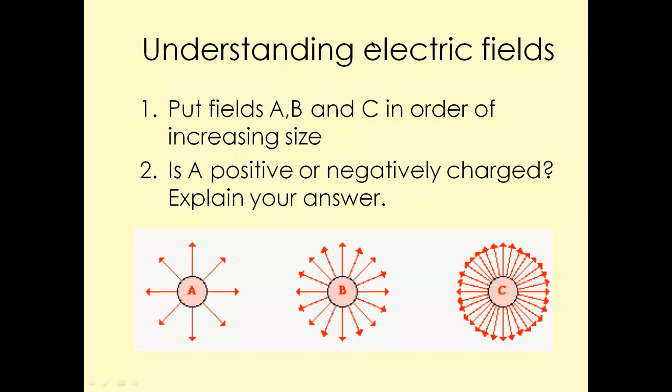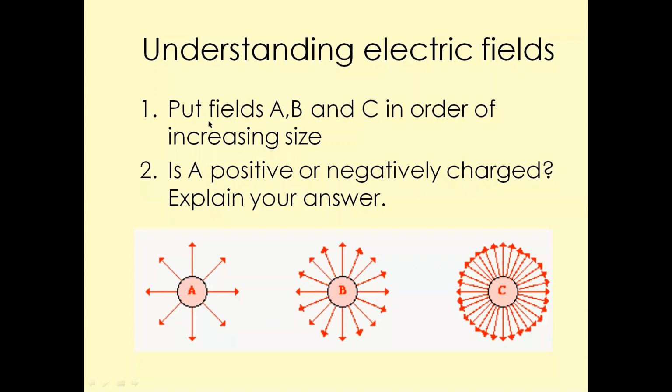In this question, we need to put fields A, B, and C in order of increasing size. That means we have to tell which one will have a stronger electric field, or which one will have a weaker electric field. And the next question is: is A positively or negatively charged? And we have to explain our answer.